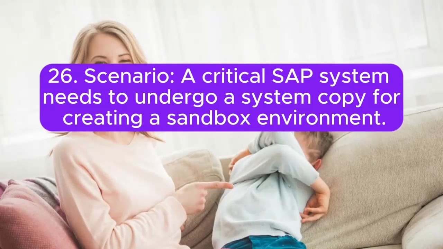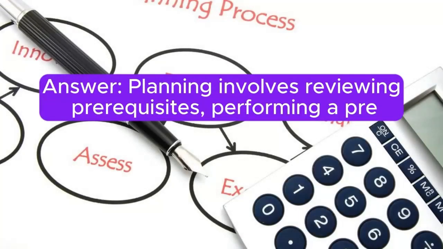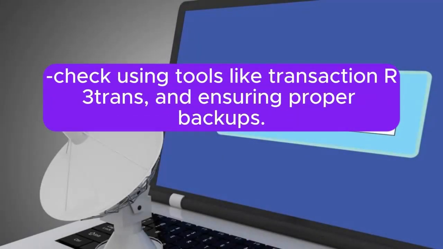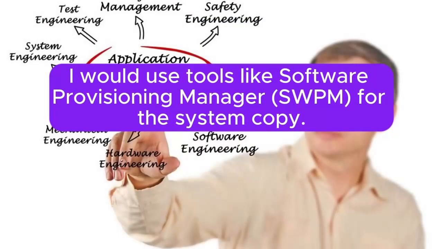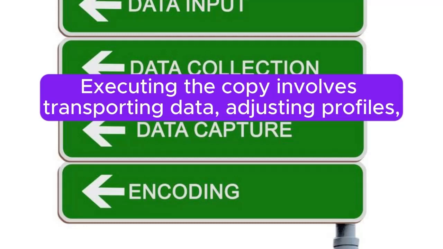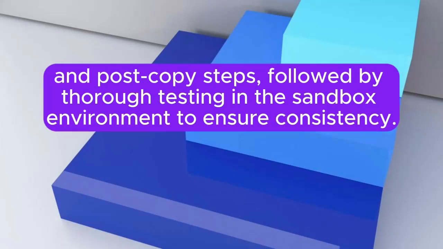26. Scenario: a critical SAP system needs to undergo a system copy for creating a sandbox environment. How would you plan and execute the system copy process to ensure a consistent and reliable system replica? Answer: planning involves reviewing prerequisites, performing a pre-check using tools like R3trans, and ensuring proper backups. I would use tools like Software Provisioning Manager (SWPM) for the system copy. Executing the copy involves transporting data, adjusting profiles, and post-copy steps, followed by thorough testing in the sandbox environment to ensure consistency.